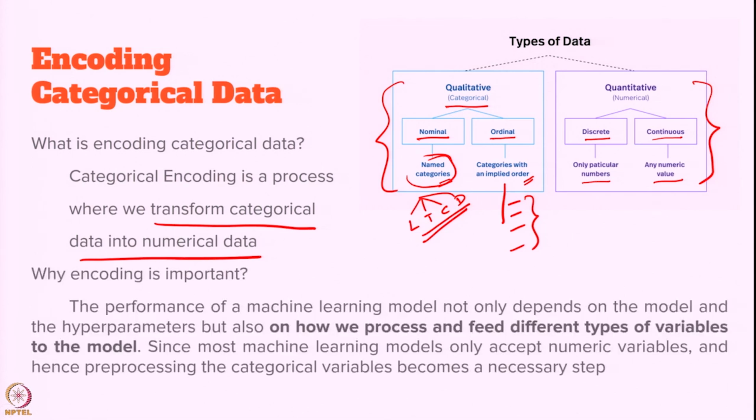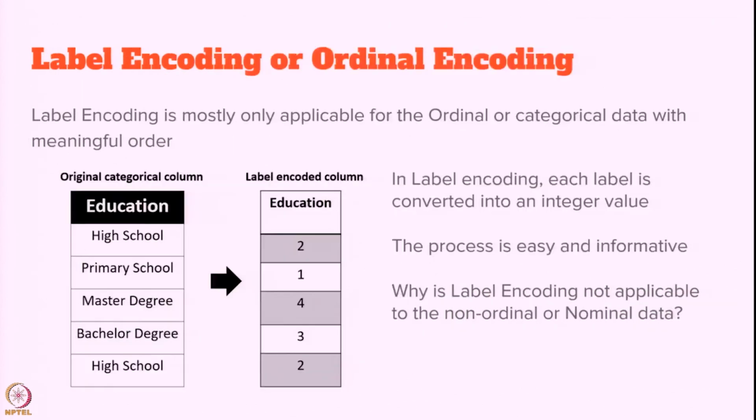Now why is it important? The performance of a machine learning model depends not only on the model and the hyperparameters but also on how we process and feed different types of variables to the model. Since most machine learning methods only accept numerical variables, pre-processing the categorical variable becomes a very necessary step. This is the main reason why we do the encoding. Now there are various ways in which we can do the encoding. We will learn only a few ways.